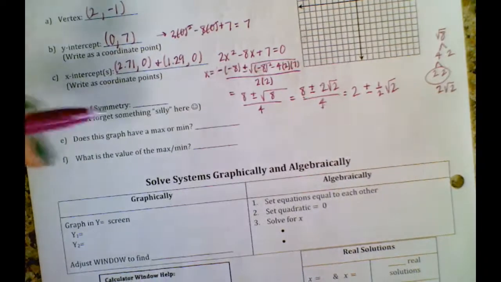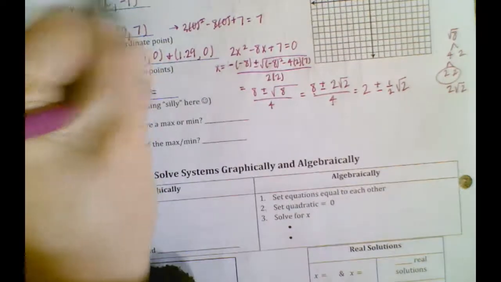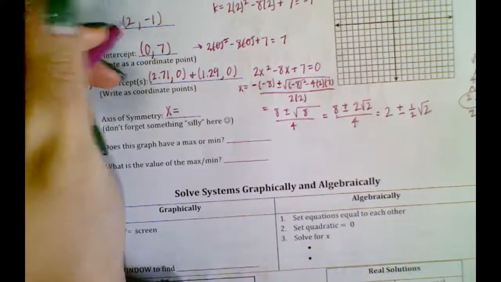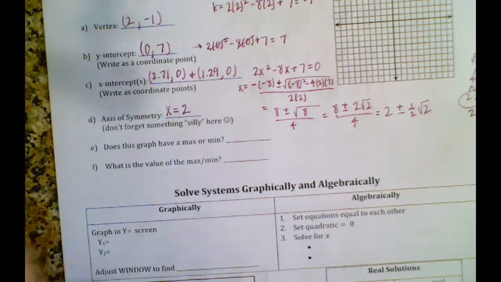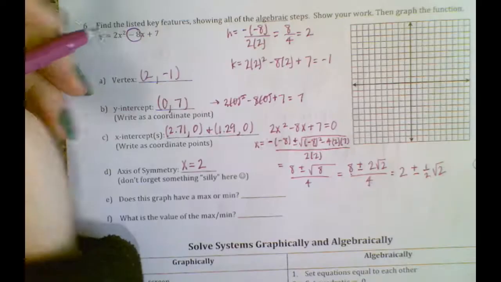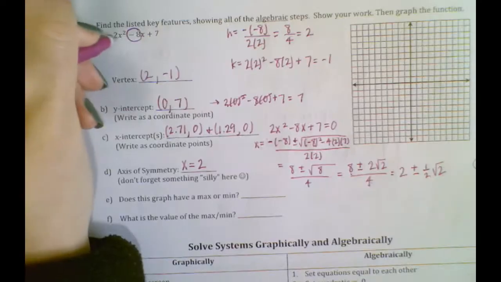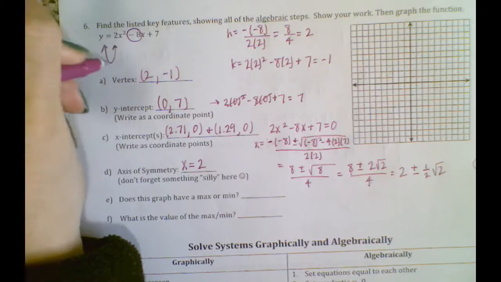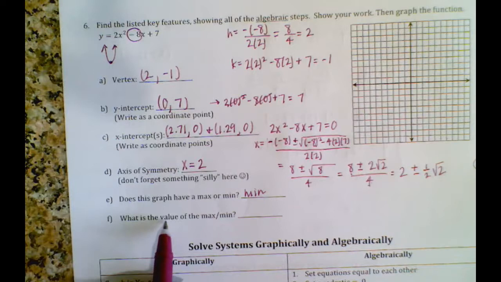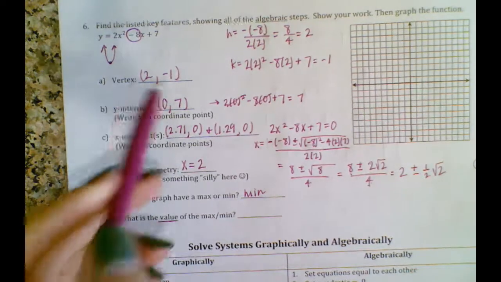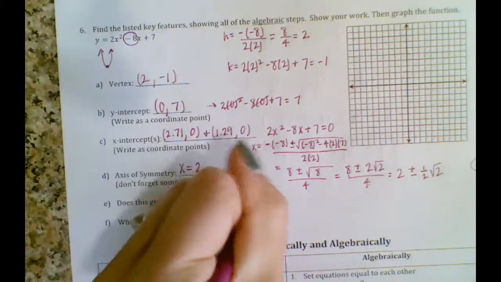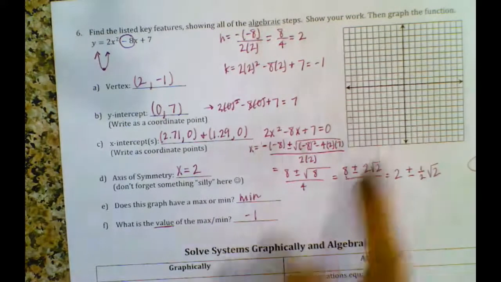And then my axis of symmetry is just x equals, that's why it says don't forget something silly here. That's the x equals part. The h value, which we found earlier, was 2. And this graph faces up because a is positive, so it's going to have a minimum. And that minimum value is just the y-coordinate of your vertex, because remember the minimum is also the vertex, so it's -1.